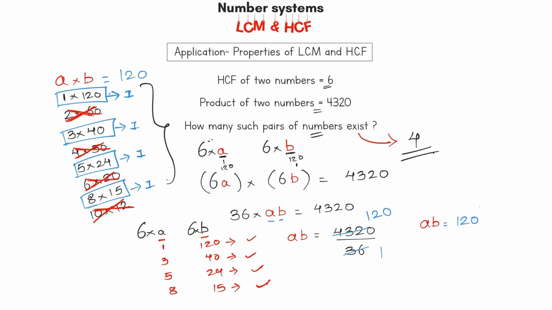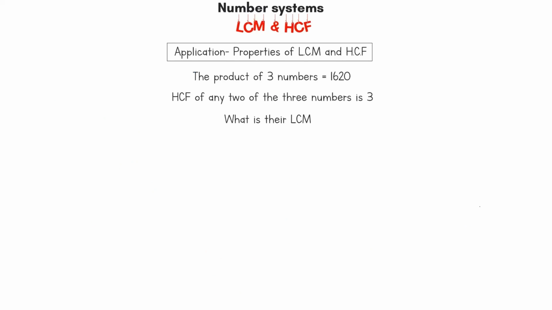Okay, so this is how you can use the learning that we got from the properties to solve various problems on LCM and HCF. Now let's see a comparatively difficult sum, which is an application of the property of LCM and HCF. Now instead of 2 numbers, I give you 3 numbers. The product of 3 numbers is 1620. HCF of any 2 of the 3 numbers is 3. What is their LCM?